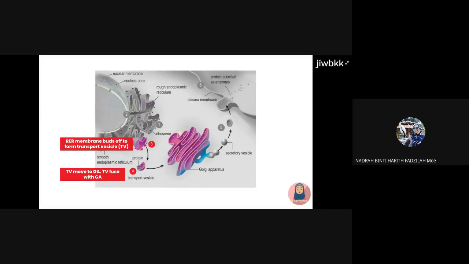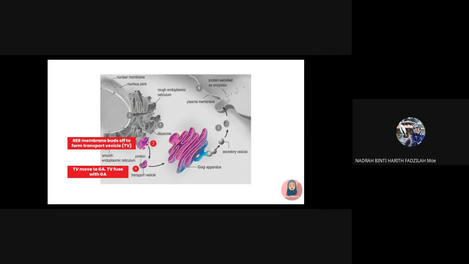So step nombor 3. Okay. Untuk step nombor 3, a part of rough endoplasmic reticulum akan tercubit keluar. Dalam bahasa Melayu kita panggil tercubit keluar, buds off, untuk membentuk satu karung yang kita panggil sebagai transport vesicle. So transport vesicle move from rough endoplasmic reticulum pergi ke Golgi apparatus.